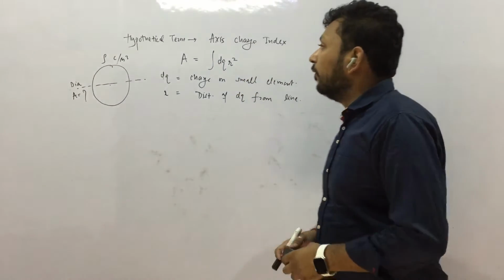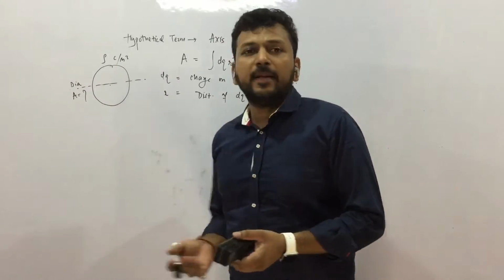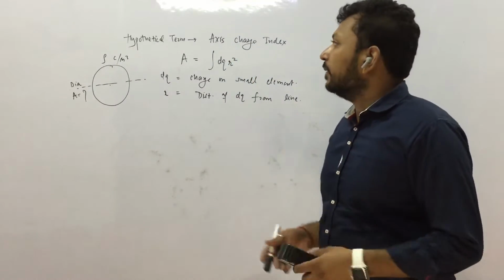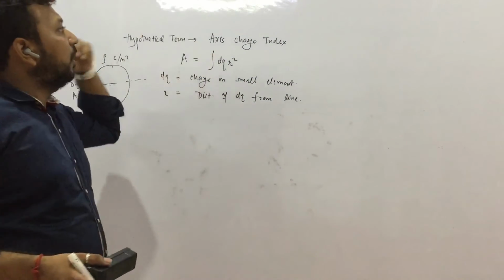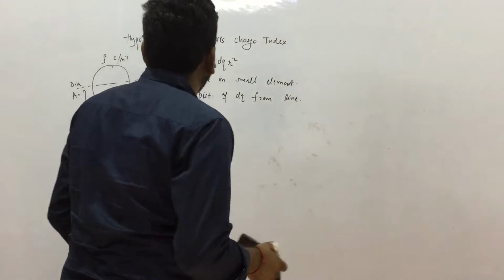This is another question on physics, and let us see. It is not a difficult question, good for JEE Mains and Advanced, but some people might make a mistake on this. So let us discuss. The question goes like this: there is a hypothetical term called axis charge index. So this is a hypothetical term, axis charge index.